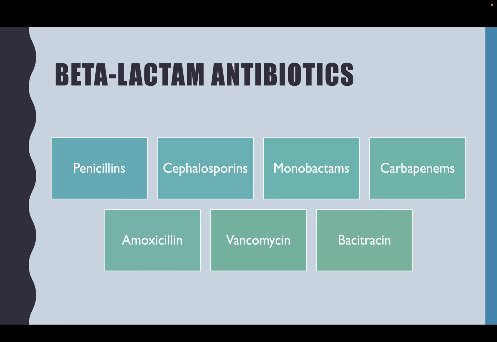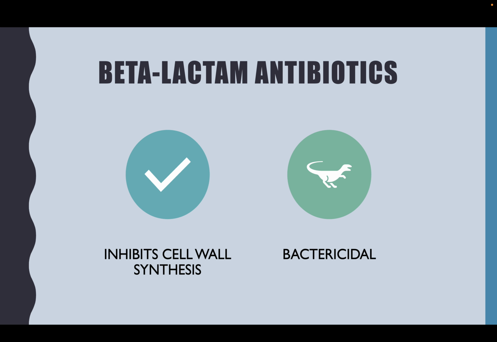One of the larger classifications are beta-lactam antibiotics. These are our penicillins, our carbapenems, our cephalosporins, medications like amoxicillin, vancomycin, and bacitracin. How beta-lactam antibiotics work is they go in and inhibit bacterial cell wall synthesis, and they are bactericidal, so they go in and kill the bacteria altogether. And instead of weakening it, they just go in, kill it by inhibiting the synthesis of the bacterial cell.